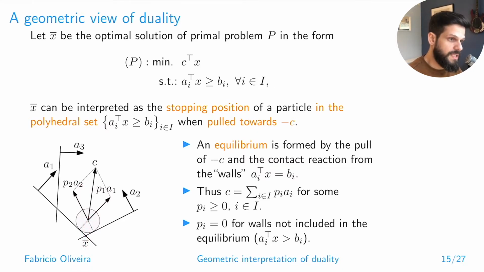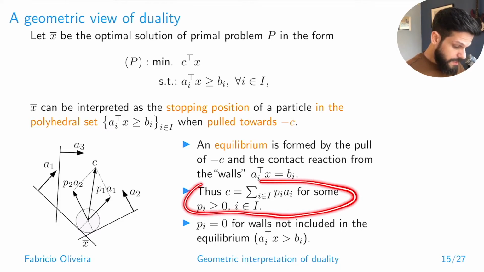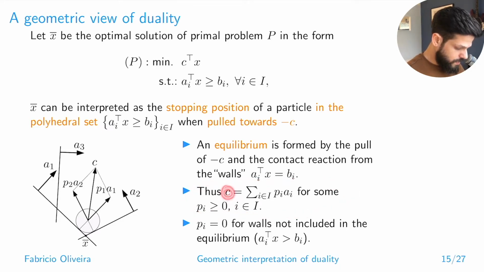Another way of saying it is that it's almost like writing C as this combination of A's using P. It is not just a linear combination because it has this additional condition. We'll talk more about cones in the next class, but this is what we define as a conic combination: a linear combination plus the condition that your reals have to be non-negative. This is the same as saying that you want your vector C to be within the cone formed by these two elements. Or if you prefer, you're pulling in this direction and you're finding this equilibrium.